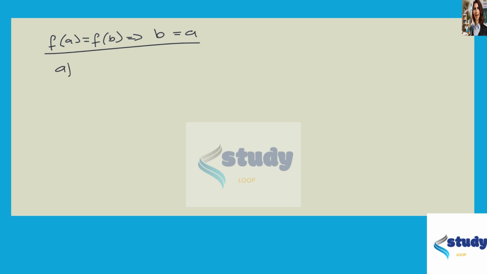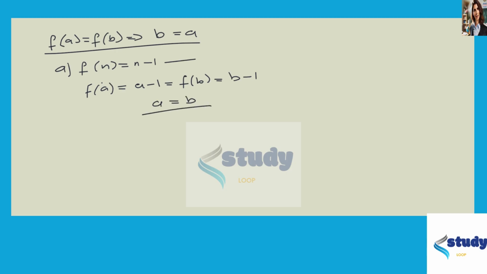So for a, f of n is equal to n minus 1. You have f of a is equal to a minus 1, which is equal to f of b, which is equal to b minus 1. So this gives you a equals b. So therefore, this is a one-to-one function.